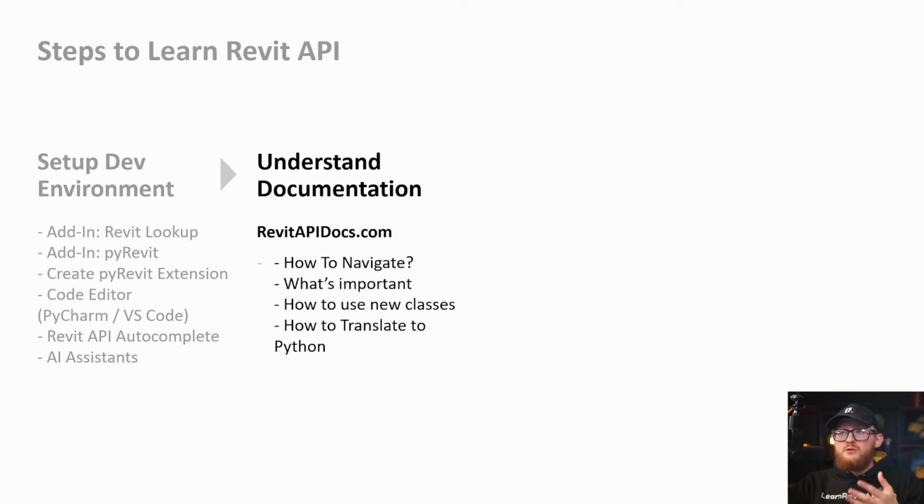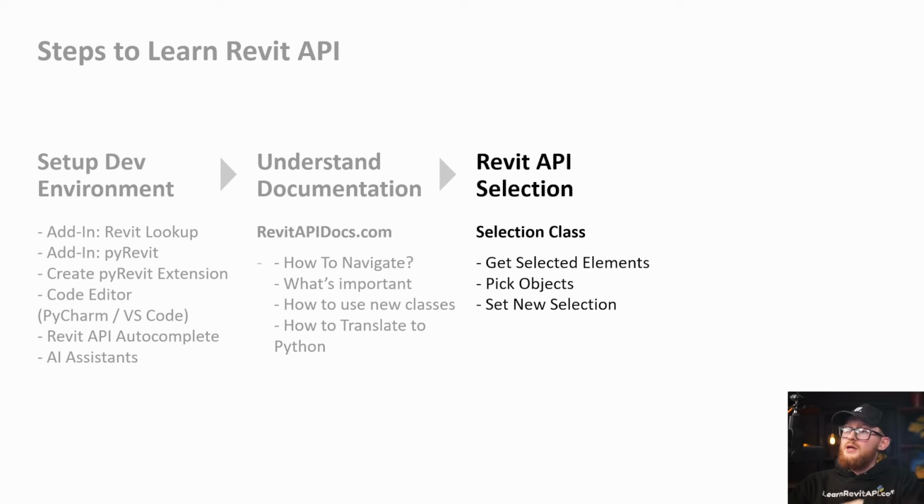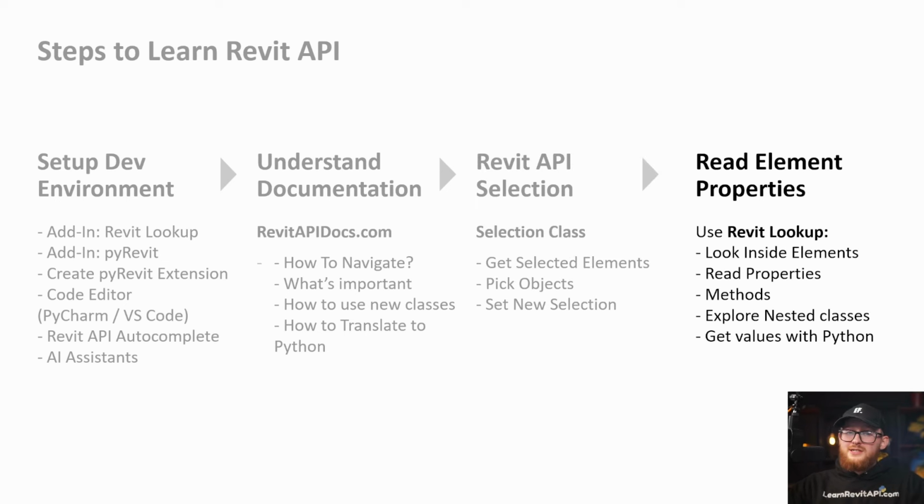You need to understand how to work with documentation, how to navigate it, what's important, how to use new classes, and how to translate it to Python. How to work with selection so you can actually get selected elements, pick objects, set new selection. Then you will start looking into elements.